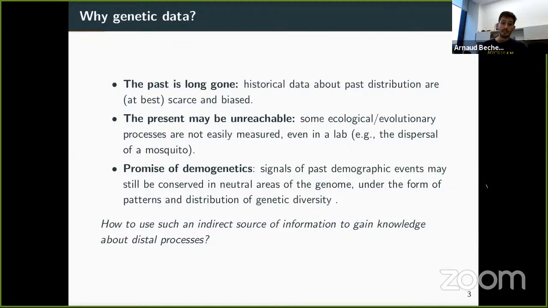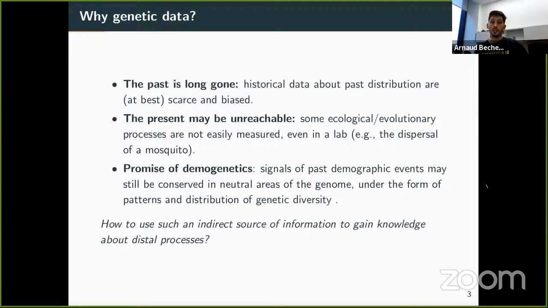Although the present may be simply unreachable, when you look at this kind of processes, some ecological or evolutionary parameters or processes, you cannot measure them in a lab, even in a very controlled environment. You can measure things like mutation rates or fecundity, for example. You put an insect in a tiny box and you look at how many eggs they lay, and how much variation there is when you change the temperature, for example. So some parameters you could hope to estimate in a lab.